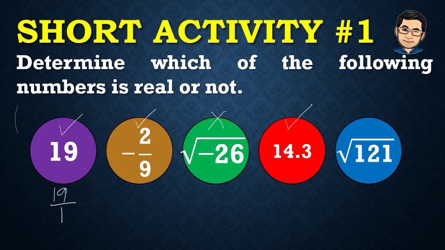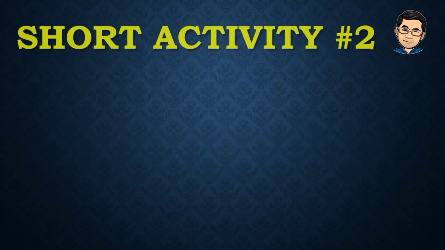And then the last one, the square root of 121. Is this real or not? Yes, because the square root of 121 is 11, and 121 is a perfect square. So, based on this, makikita nyo na yung square root of negative 26 lang ang hindi real number. I already explained why. Let's have short activity number 2.